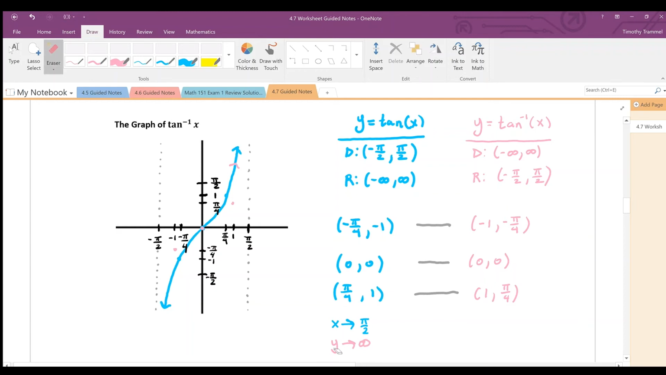And so if we were to switch this up now, thinking about tangent inverse, what we would find is that as x is going to infinity, the y value is approaching pi over 2. Okay. So that's actually a horizontal asymptote at pi over 2. And we're actually going to have one at minus pi over 2 as well. I'm going to sketch those in there.